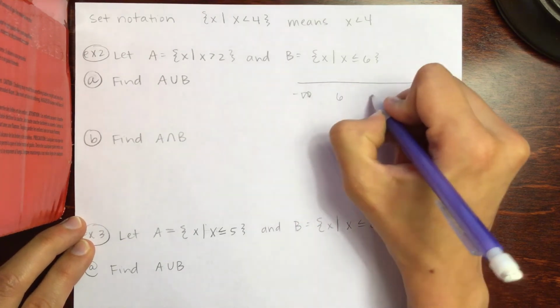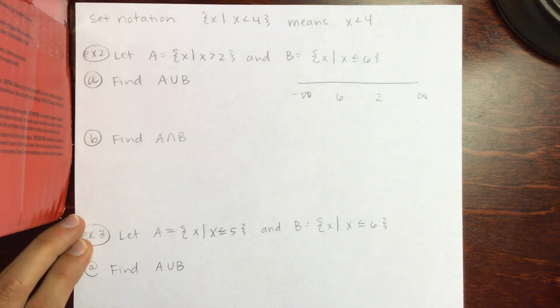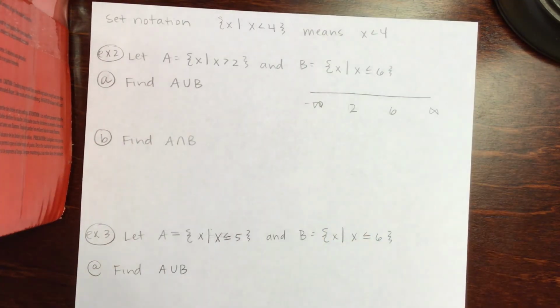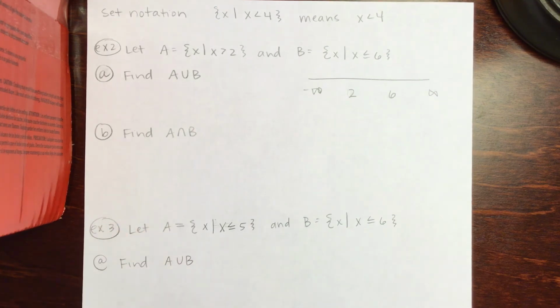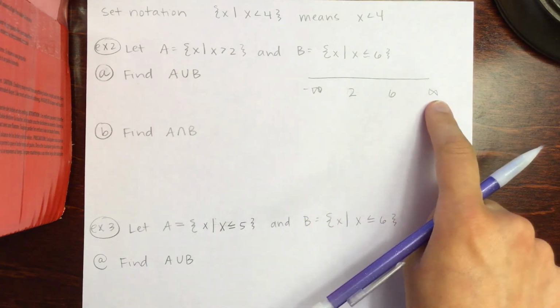And for set B, we want all of the X's that are less than or equal to 6. It helps me to put this on a number line and see where everything overlaps and where it's double shaded and everything just in general. So I'm going to do that. Make sure you put your numbers in order from most negative to most positive.